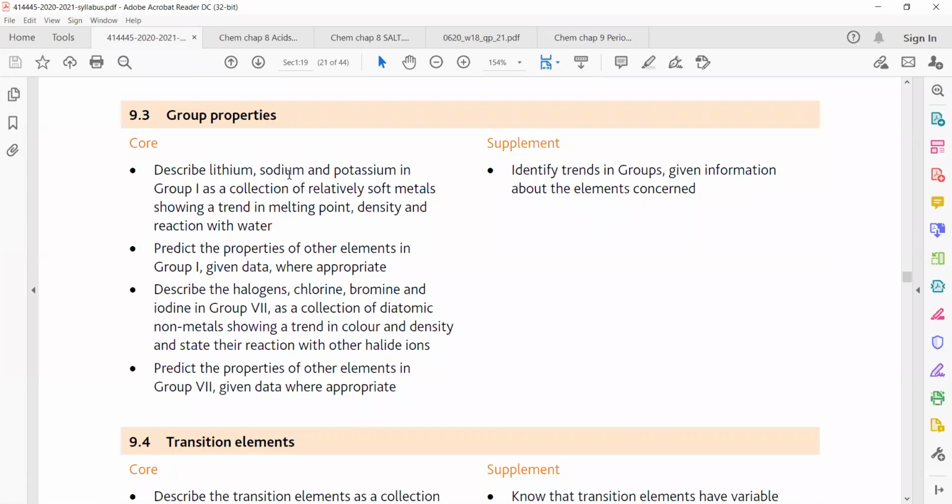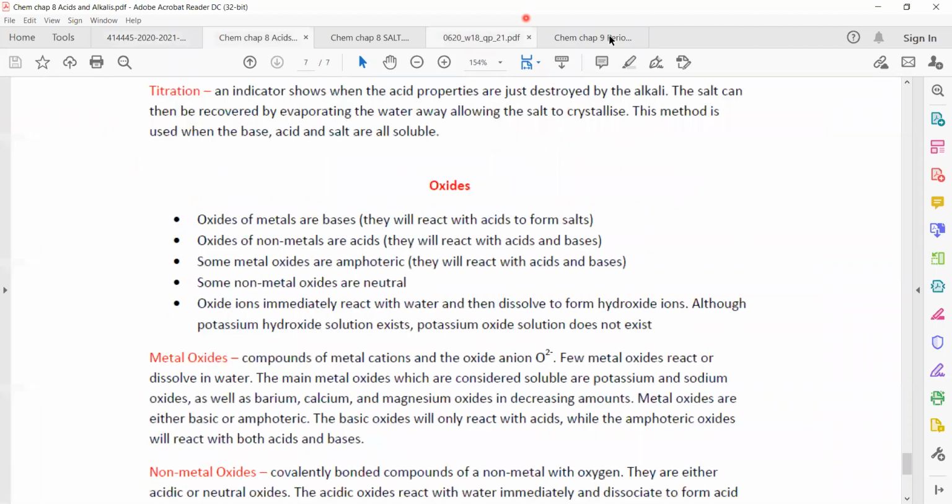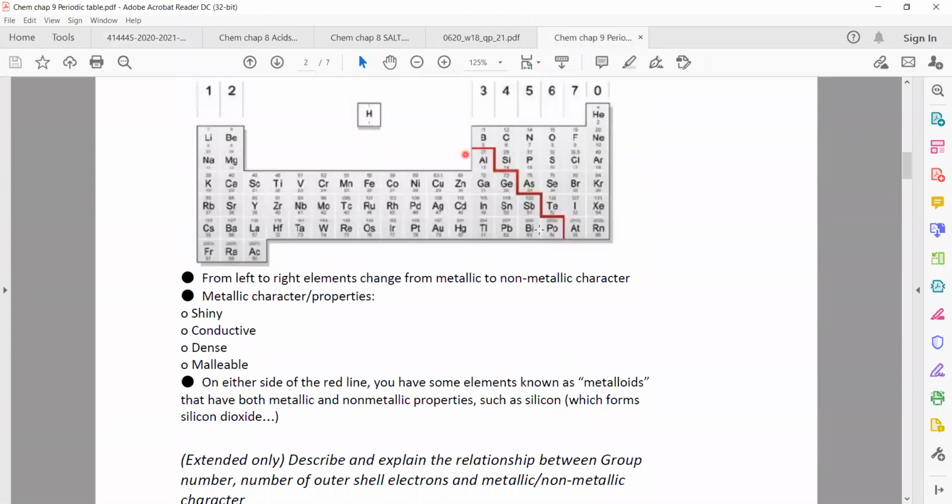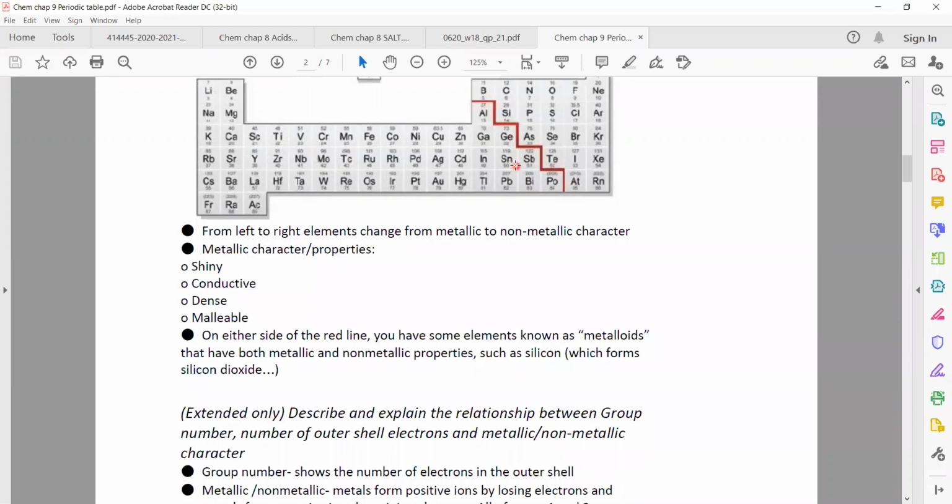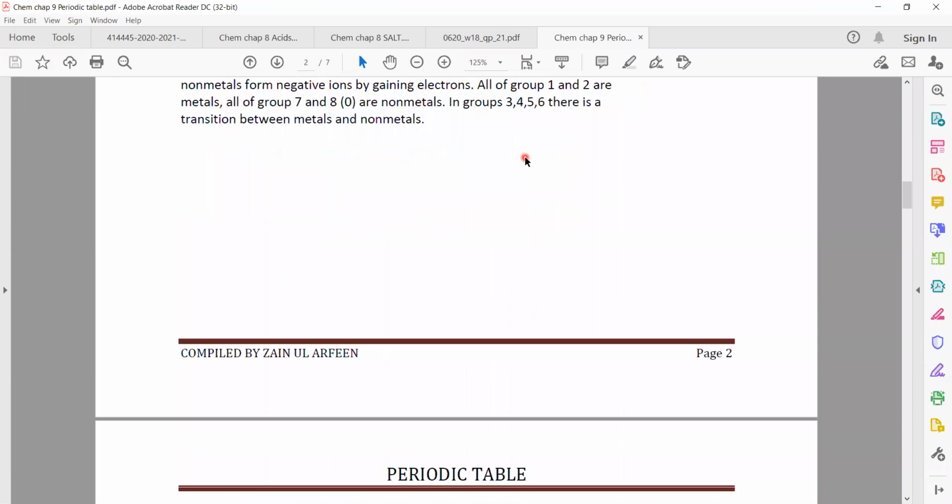Then properties: describe lithium, sodium, potassium of group 1 as a collection of relatively soft metals, showing a trend in the melting point, density, and reaction with water. These are the metalloids. They are in the groups. Why are they in the groups? For example, there are some metalloids in group 3, group 4, group 5. But why are they not placed separately? Because according to the number of electrons, they are arranged in a group. Elements above and below this staircase line are metalloids.